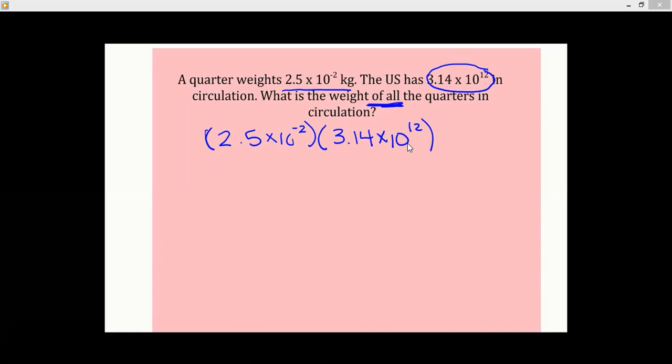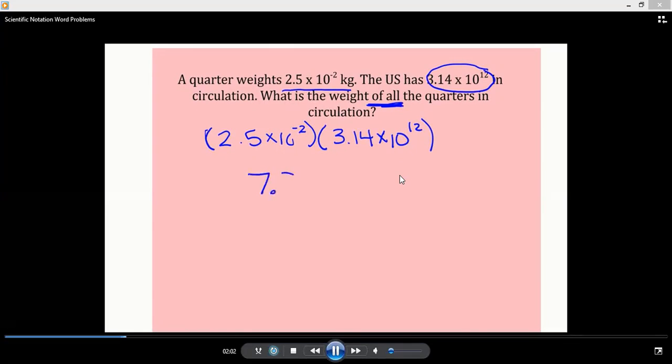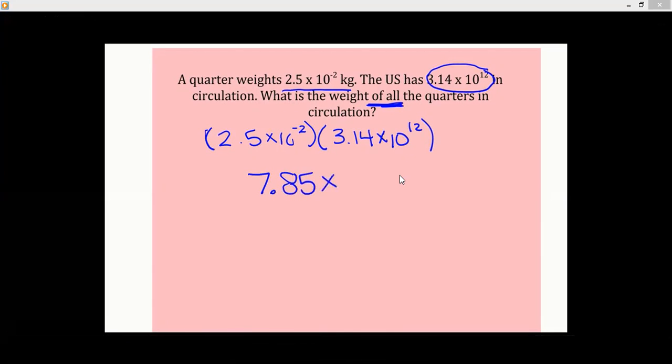Now we have a multiplication operation. So what is the second step we have to use to answer this question? We have to combine the numbers together and the powers of 10 together, which means 2.5 times 3.14 will be 7.85. 10 to the power of negative 2 times 10 to the power of 12, we have to add the powers together. So it will be 10 to the power of 10. Now, is this one written in scientific notation? Yes, it's written in scientific notation.